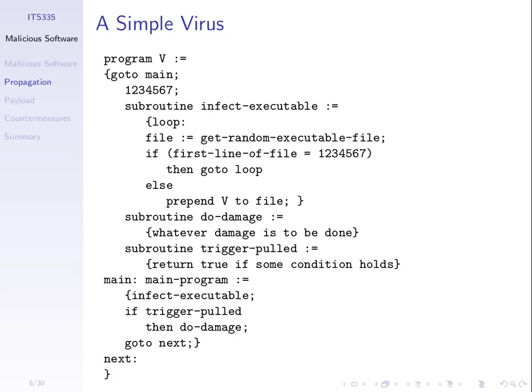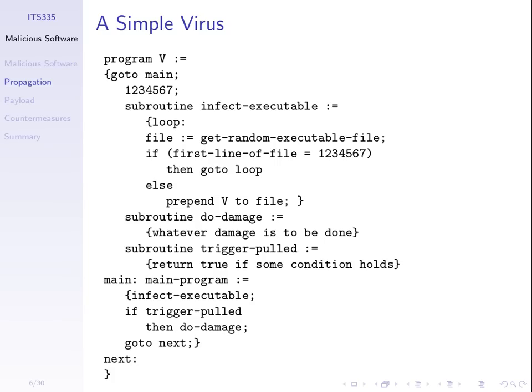We get some random executable file on the hard disk. So let's say we've infected word.exe. Go search the hard disk for other .exe files. Okay, we find one, excel.exe. If the first line of that file we just found contains this special string 1 through to 7, then try again. Then go back to loop and find another random file. This is saying, if the file you just found is already infected, get another one. The idea is to infect other files which are not yet infected.